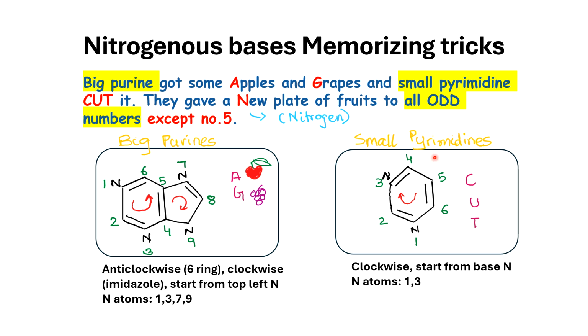If we consider pyrimidines, then the counting convention is that we have to count from the bottom or the base nitrogen, and the counting is always in a clockwise direction. See, 1, 2, 3, 4, 5 and 6. I hope this is clear.